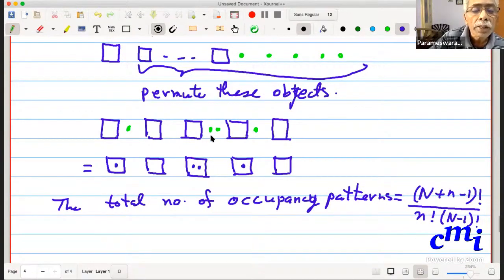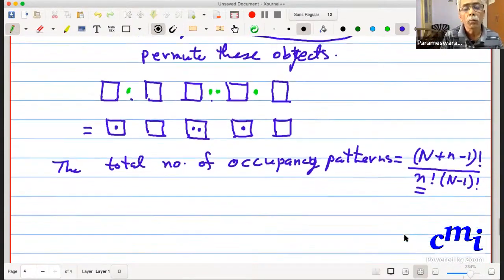So you see, I could have exchanged this particle with this one, and this with this one, and so on. Then the resulting occupancy pattern will be exactly the same. The particles are indistinguishable. They are not labeled. You cannot tell them apart. So the only thing that matters is the number of particles in each box. That being the case, there is an overcount in view of the fact that the particles are indistinguishable. So that is why there is this factor.